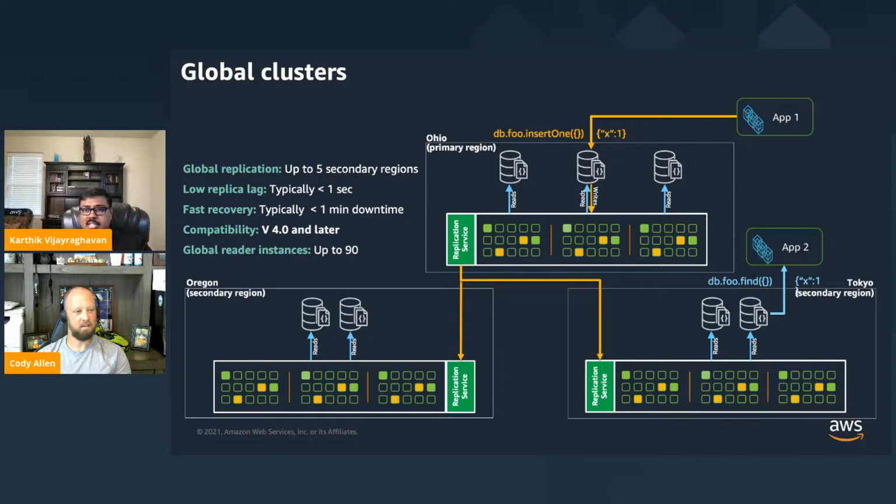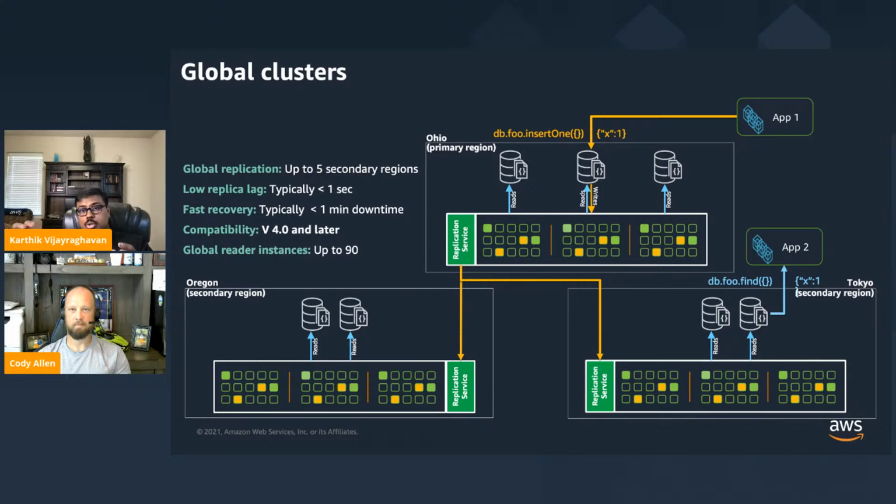And this process takes less than a minute, providing you very low RTO support. So if your application requires low RTOs, like within a minute or so, then this is a great feature. Also, once you replicate the data to that other region, you can also perform reads on the data from the secondary region. So in this example, if you go to Tokyo and if you have an application in Tokyo, you can perform reads, and the data from the primary region, which is Ohio, will be replicated to Tokyo in less than a second.